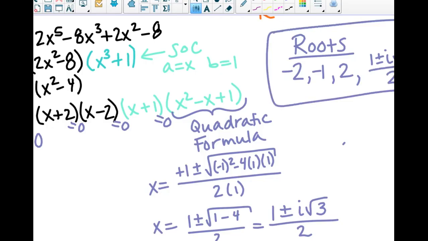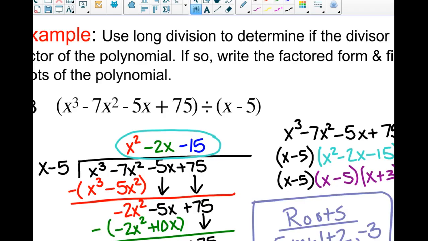One other thing to pay attention to here is if we were asked to factor, we would stop and we wouldn't find the roots. However, these directions, if we go back and read them, it says, if so, write the factored form of the polynomial and find all roots of the polynomial. So we had more directions. If we were just asked to factor, we wouldn't go forward and solve.